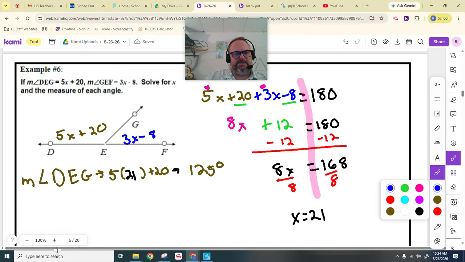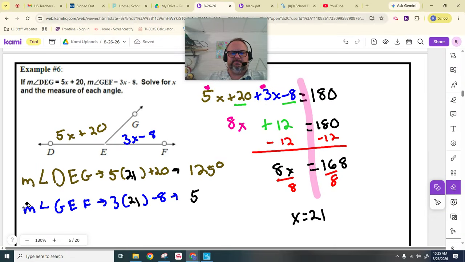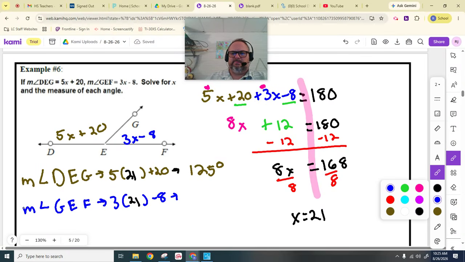And then this one, now I could subtract 125 from 180 to find angle Jeff, but let's see, 3 times 21 minus 8. All right, so this one will be 55 degrees. Okay, same process, different application.